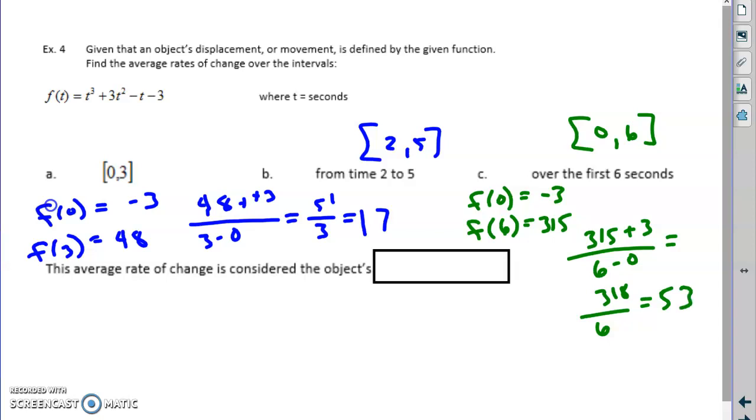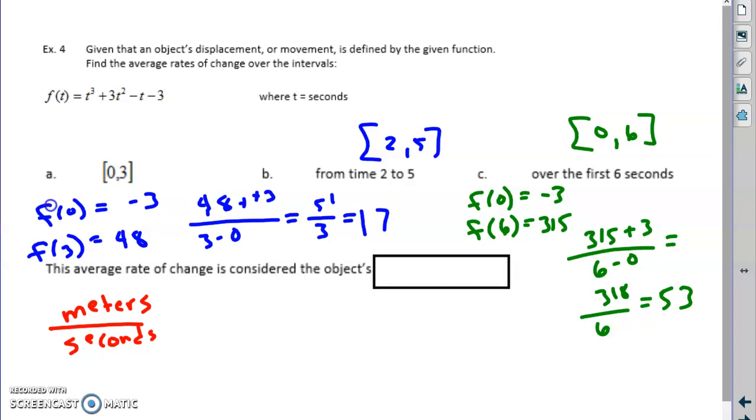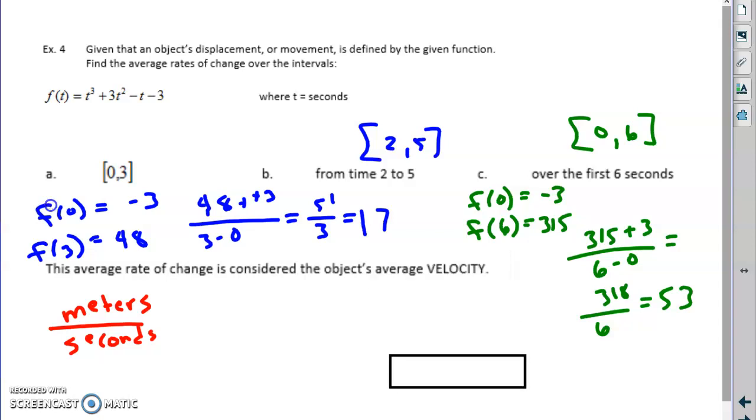All right, and what did we say t was? Seconds. So that's x, seconds. F of t is meters. So meters over seconds. In general, when we're talking about a function that represents an object's displacement or movement, the rate of change is the velocity. So we would be finding the average velocity of that object.